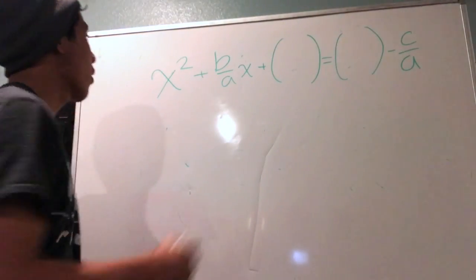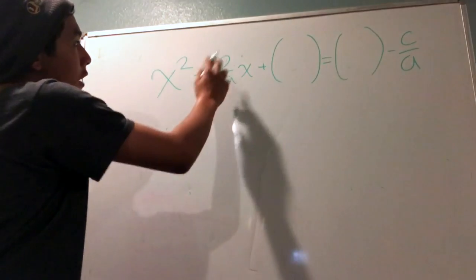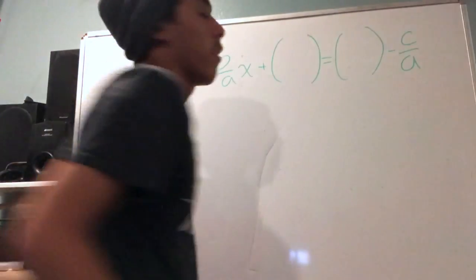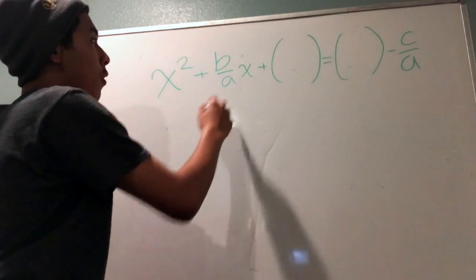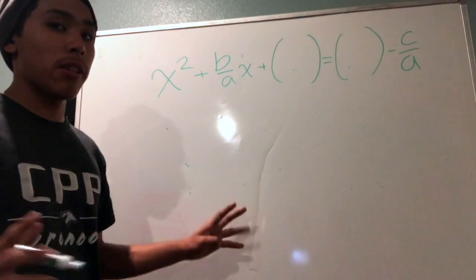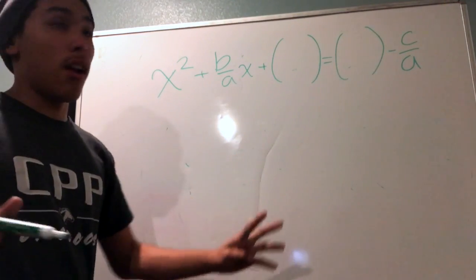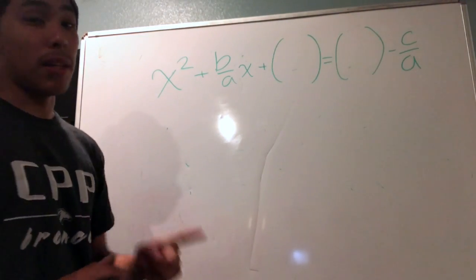Okay, so right now we have x squared plus b over a times x plus space is equal to space minus c over a. So right now you're probably confused why b over a times x is here, because previously I had bx over a. This is the same thing, so you don't have to worry. But it's going to make your life a little bit easier.